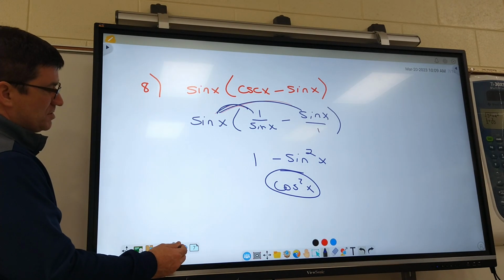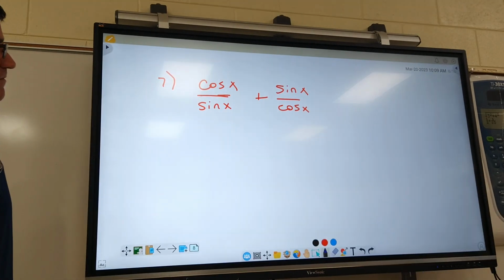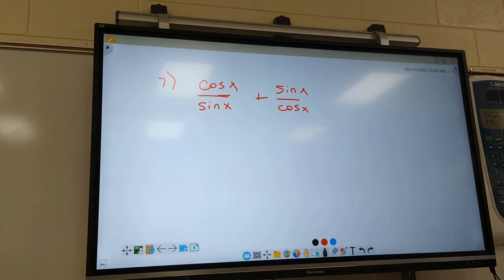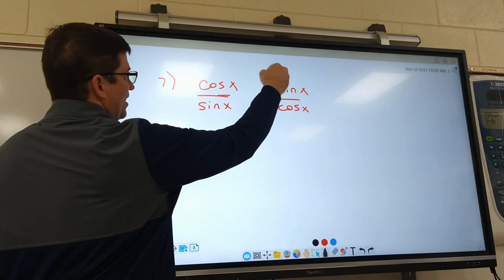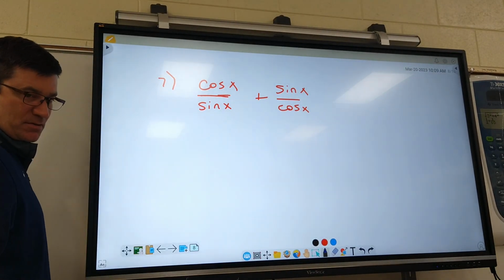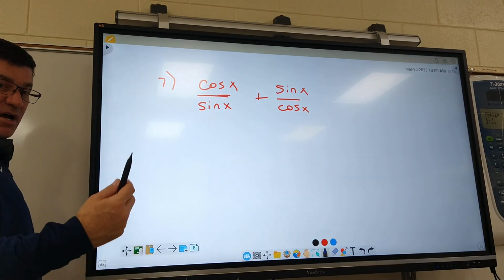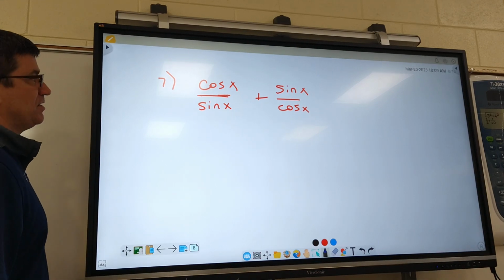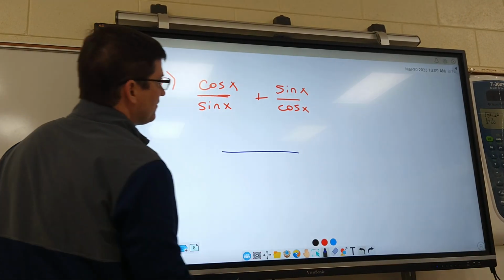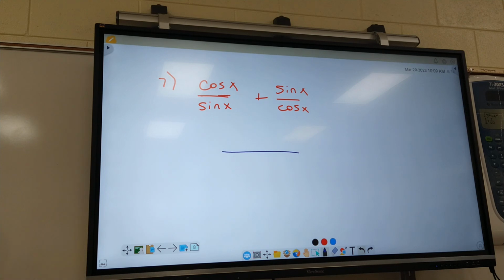No, 7. We skipped 7. Let's go to 7. There is a cosine. Oh, never mind. All right, Leanna, can I cancel out these 2 sines and these 2 cosines? No. No, because it's not multiplication. That's the only time you cancel anything out. So, we're going to have to find a common denominator. It's the only way we can do it when there's a plus sign or a minus sign in between.